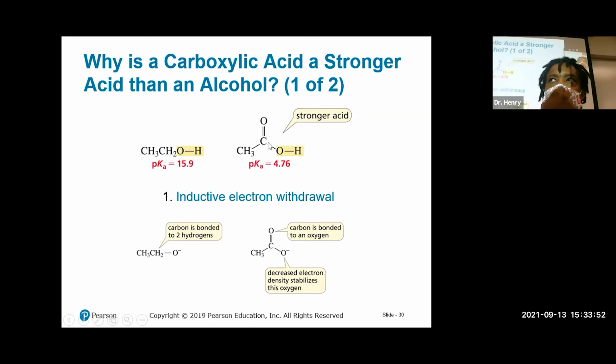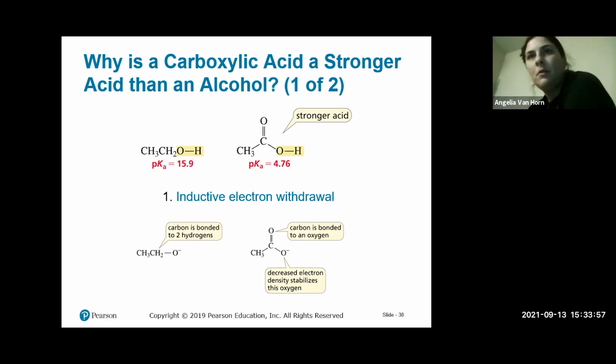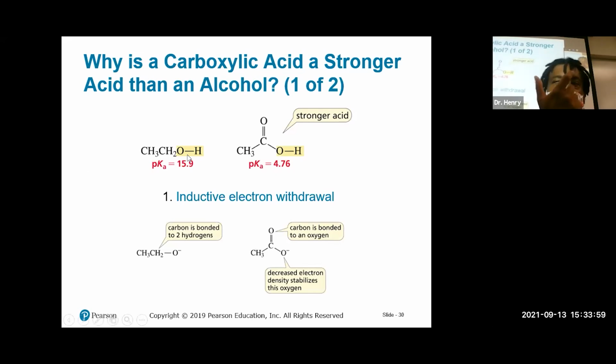So this oxygen is now pulling that electron away, right? Here, this guy only has that one, so it doesn't have anything pulling it.